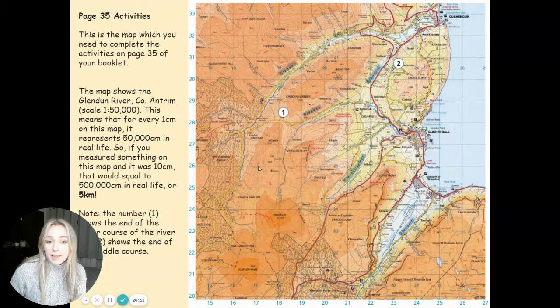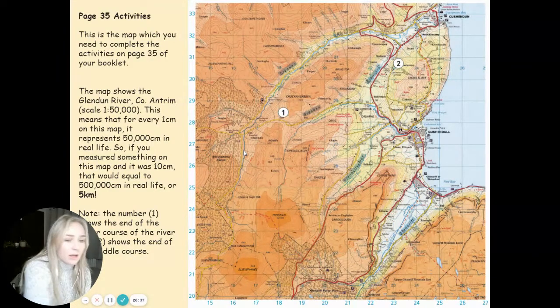So how would we describe it? You could say that it is in the west of the map. You could say, what about how flat it is or steep the land is? You could say that it's in quite a flat area. I can't really make out those contour lines, but they look to be quite far apart. It doesn't look like really close contour lines like that. So you could say that it is in a relatively flat part of the map.